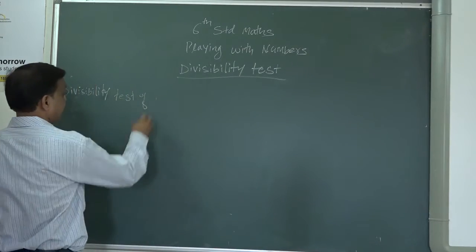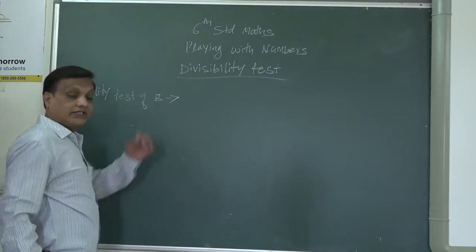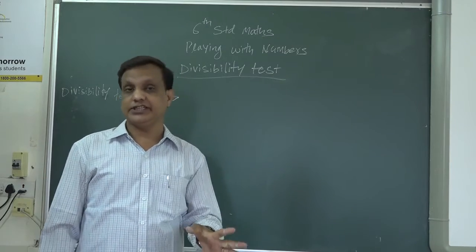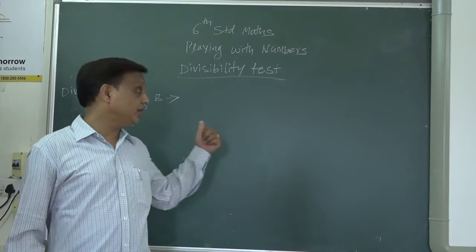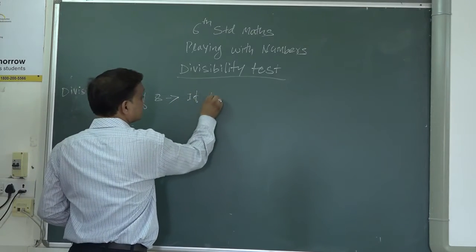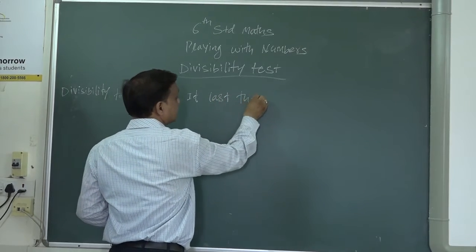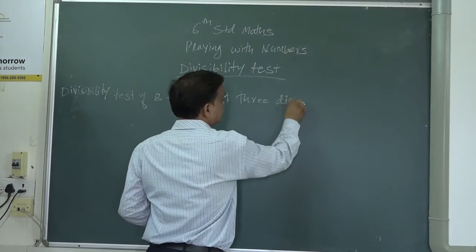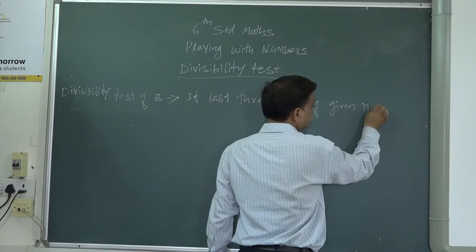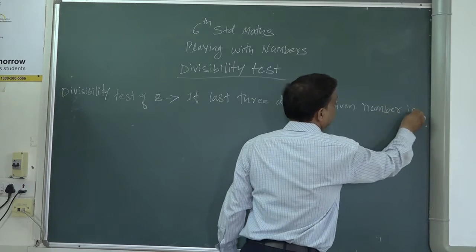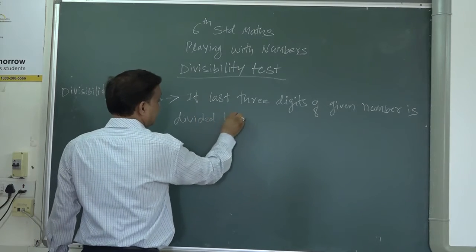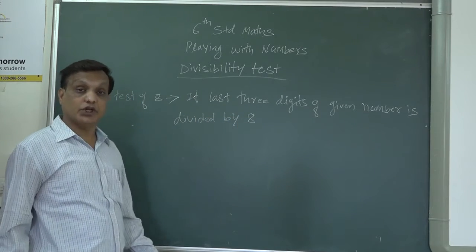Now next we will see divisibility test of 8. As we saw in the divisibility test of 4, the divisibility test of 8 is also the same, but with a little change. There we saw the last 2 digits, now here we are saying the last 3 digits. If the last 3 digits of a given number are divisible by 8, then that number is going to be divisible by 8.